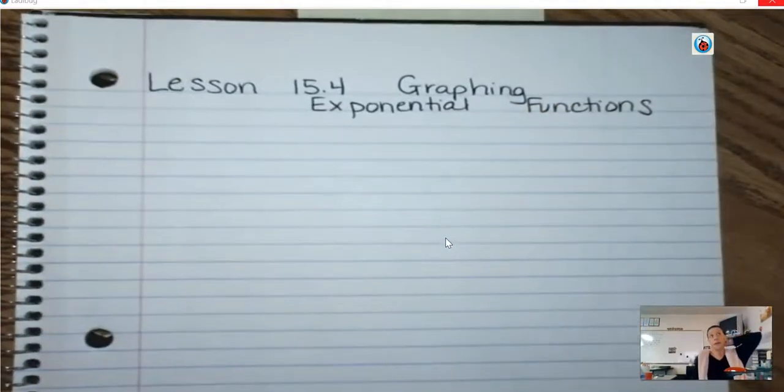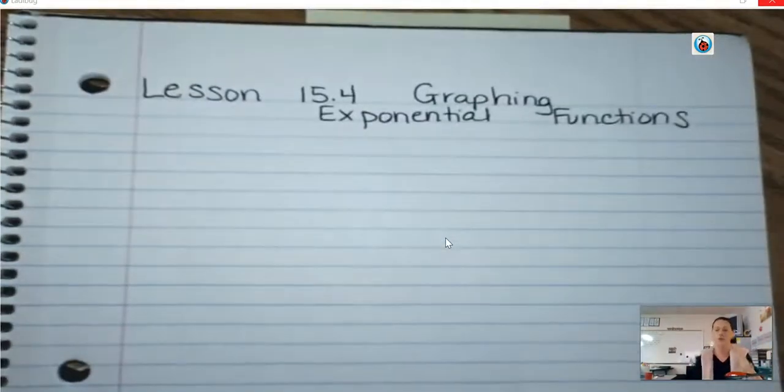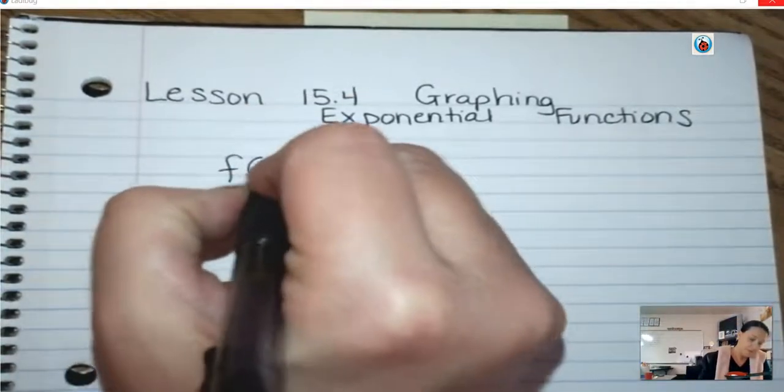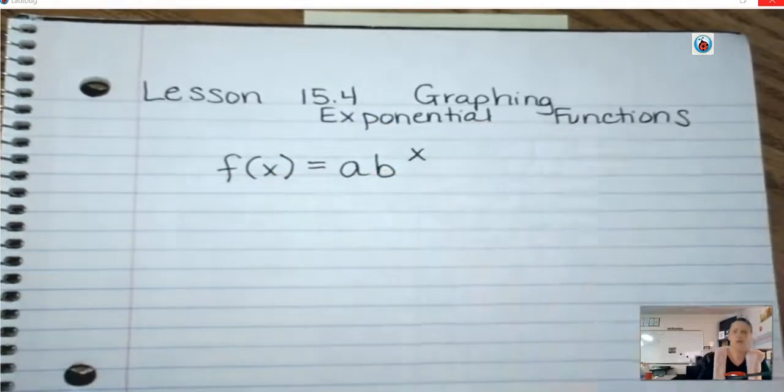So we've been working on linear equations all last semester. Linear means it's going to be a straight line. Now we're going to be working on exponential functions, and they're going to have a nice smooth curve to them. The generic formula for linear equations is y equals mx plus b. For this exponential function, we're going to be using f of x equals a times b to the x power.